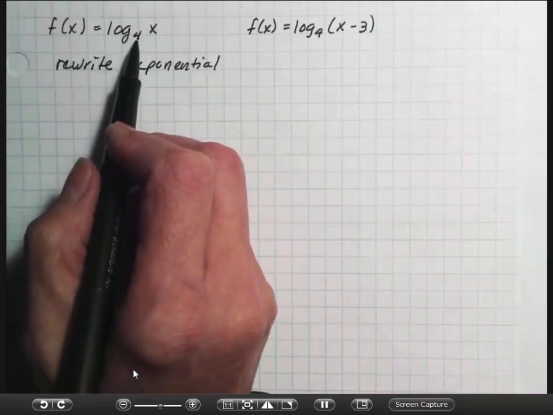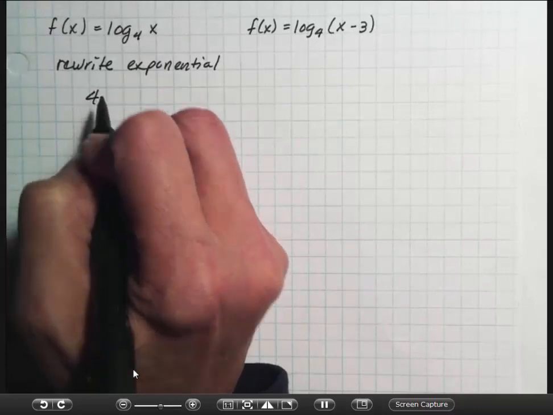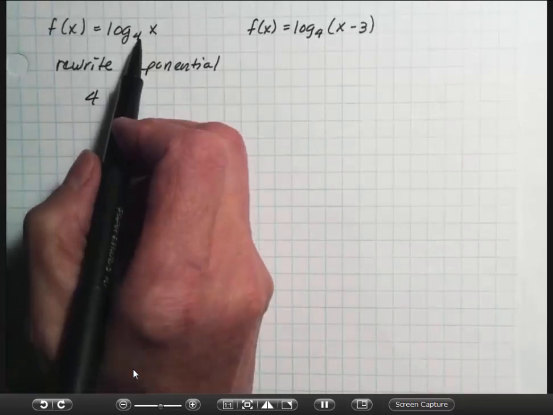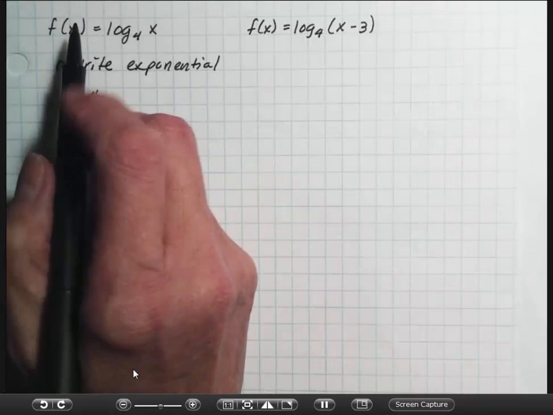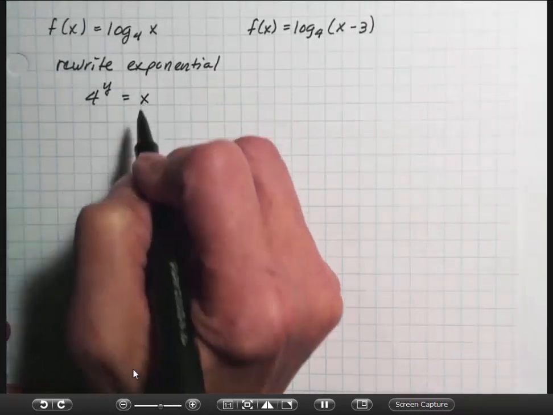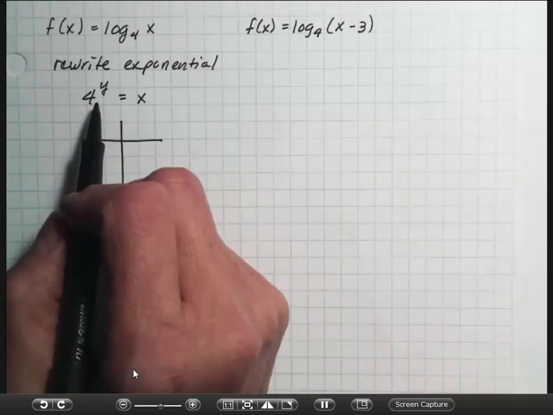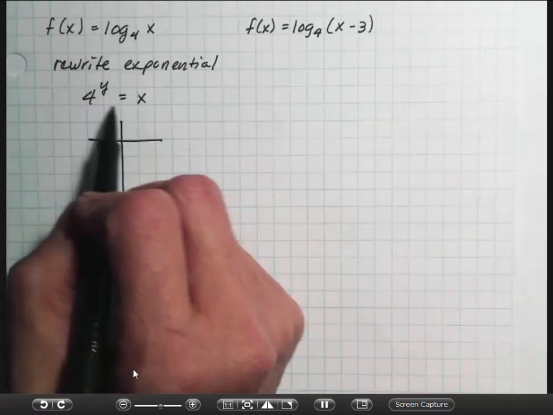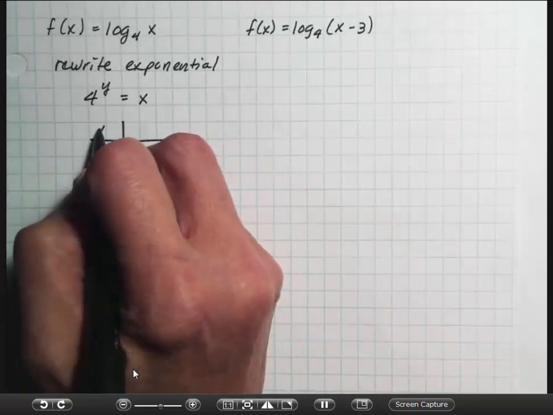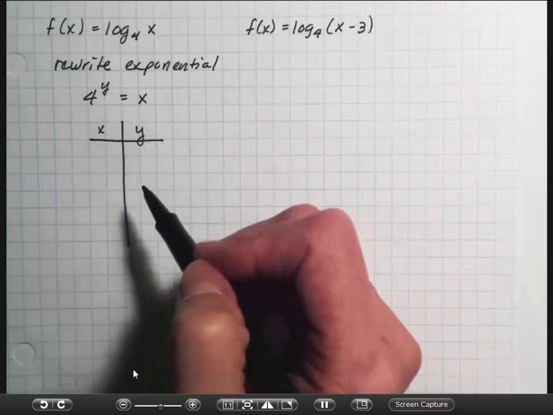So the base is 4, the base of my exponential function is going to be 4. The power that I'm raising it to is going to be y, and then that has to be equal to x. So I'm going to make a chart now using this function. This is my log function rewritten as exponential. I have x values and y values, and I'm going to pick y values to find out what x is going to be equal to.